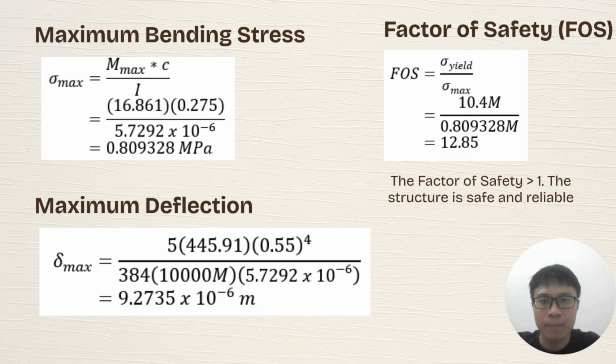So this is our maximum bending stress, 0.809 megapascal, and the maximum deflection is about 9.2735 times 10 to the power of negative 6 meter. The FOS is 12.85, which is bigger than 1. So the structure is safe and reliable.